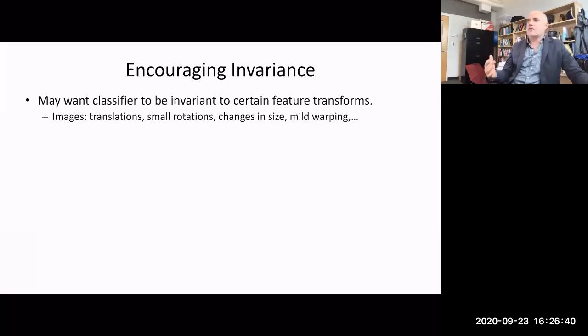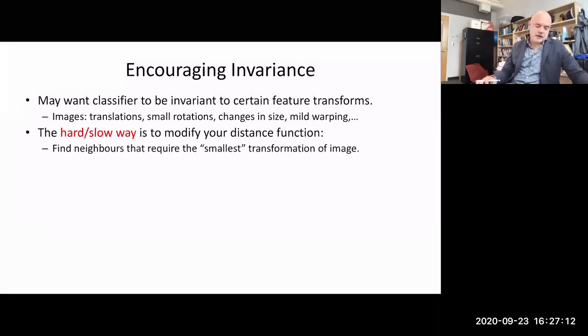What we want is for our models to compute distances or assign labels in a way that's invariant to transformations of the feature space that to a human labeler would not result in changes to the label. So that's what we mean by wanting the classifier to be invariant to certain feature transformations like translations, rotations, or changes in size or mild warping.